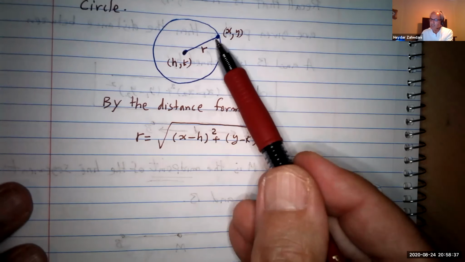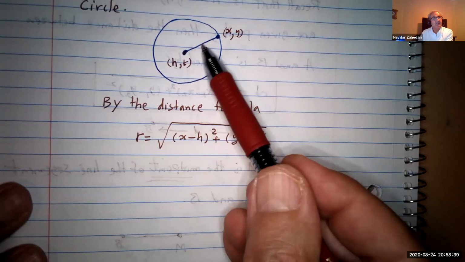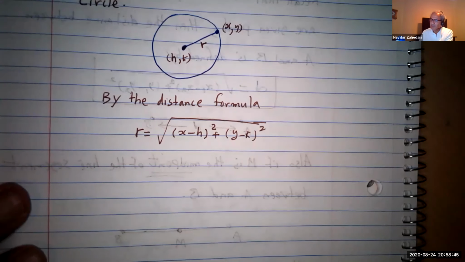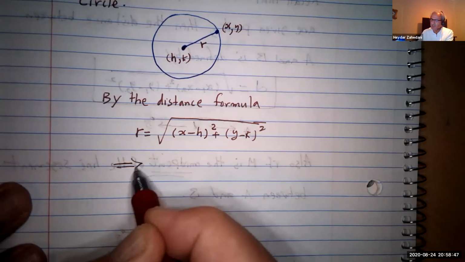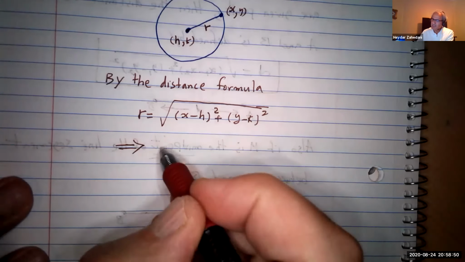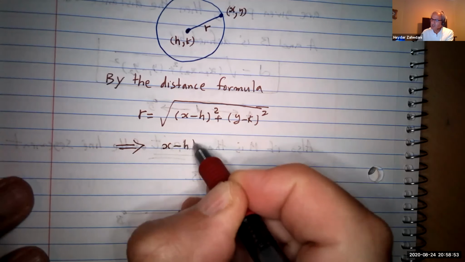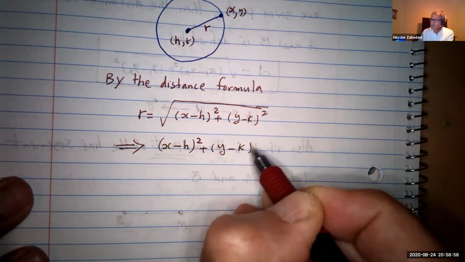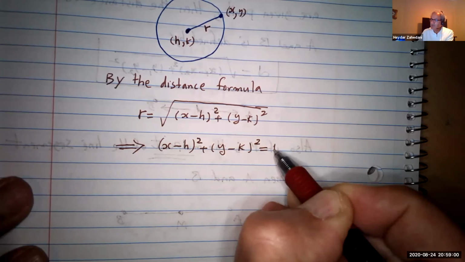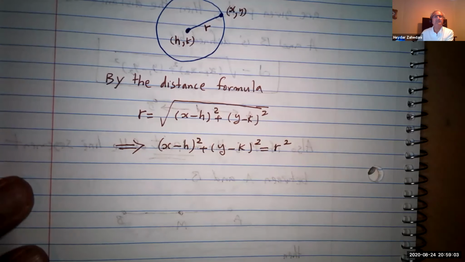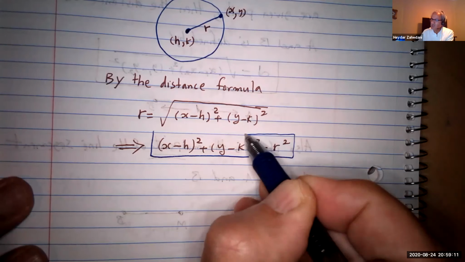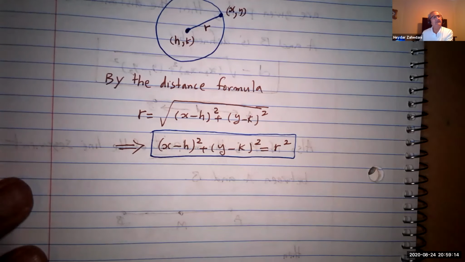You see, that's the distance formula that we talked about: the square root of the difference between the x numbers and the y numbers. So if you square it, I just want to prove it really. You have to memorize it: x minus h all squared plus y minus k all squared is equal to r squared. This is the equation of a circle.